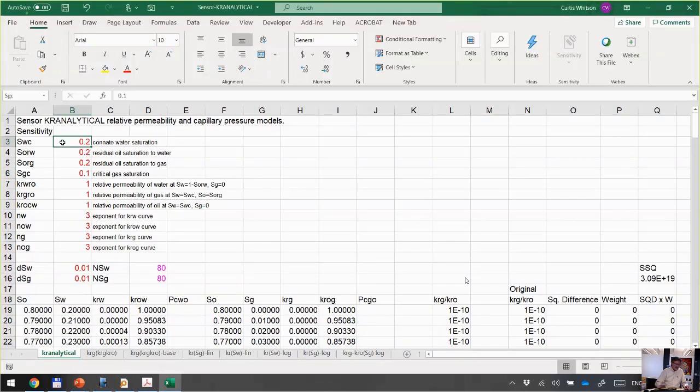So we go to SWC, we go to 0.05. Does anybody want to bet whether the KRG gets better or worse? Anybody want to guess? No? It shouldn't change too dramatically, but do you think it'll get better or worse?